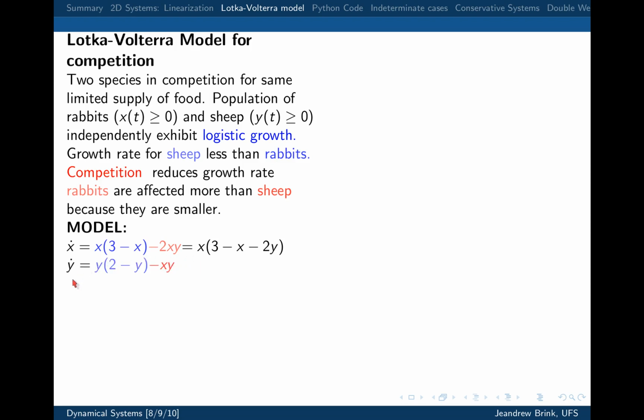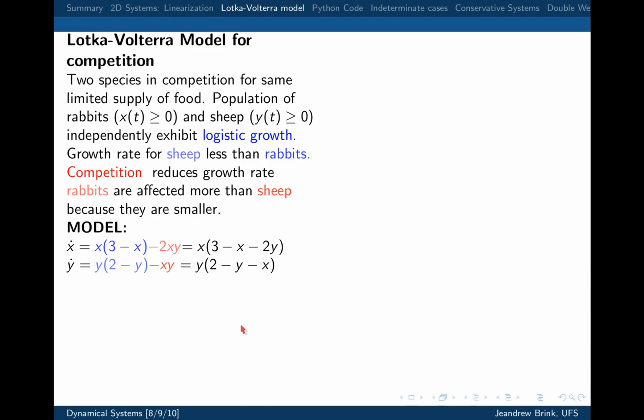Here we go. This is the sheep's model. Here you have the fact that their growth rate is less. In other words, they reproduce less quickly. But this minus xy is less than the one above because they're affected less by the competition. And once again, you can also factor it out and write it in this way.